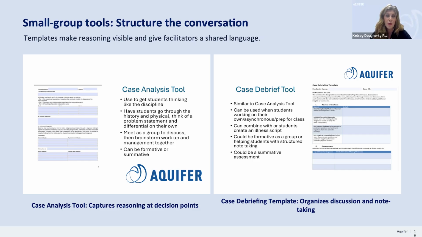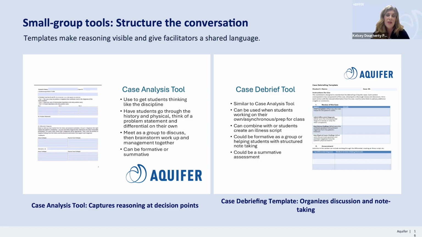So these are two tools that are available for educators on the Aquifer website under educator resources. They're really meant to be plug and play models that you can add into your curriculum with not a lot of prep work ahead of time. So the tool on the left-hand side here is the case analysis tool. This really captures how learners reason at key decision points and is useful when the goal is to examine the clinical reasoning process, especially for those early preclinical learners.